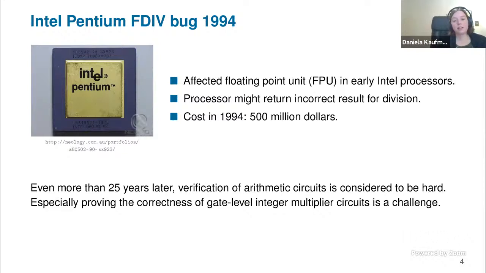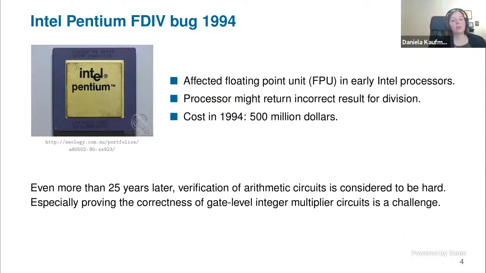Back then, this led to costs of about $500 million for Intel. And when we think of how much computers and processors are used nowadays, I'm pretty sure that if such a bug would happen today, this would mean serious trouble for hardware companies. So these companies really want to make sure that their hardware is correct.